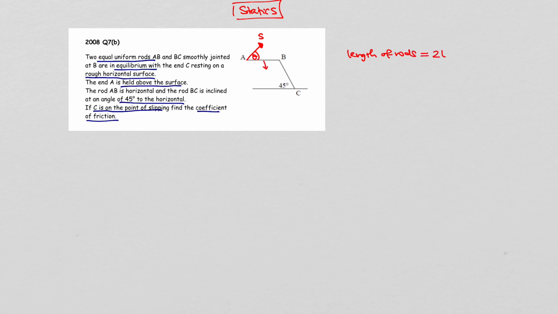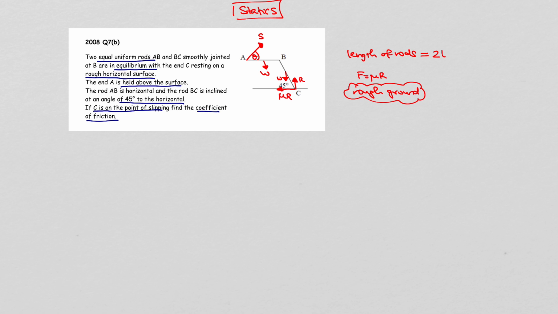So therefore the weight will act through the centre of gravity for rod AB, and the weight will act through the centre of gravity for rod BC. We're going to have a contact force with the ground, R. And then if C is on the point of slipping, we'd expect it to slip to the right, and therefore the friction we would expect to be to the left. So our limiting friction comes into play. So that would be mu R, and it's a rough ground, hence friction.